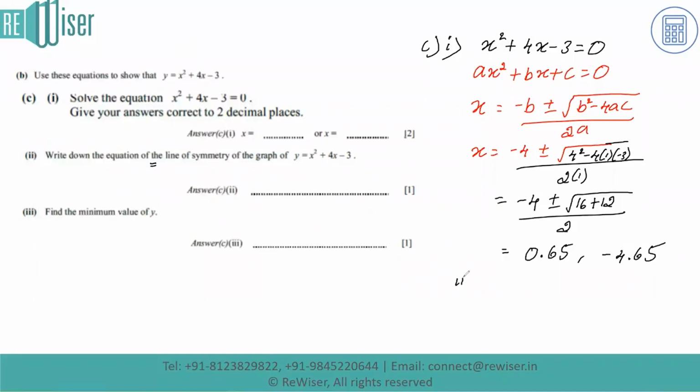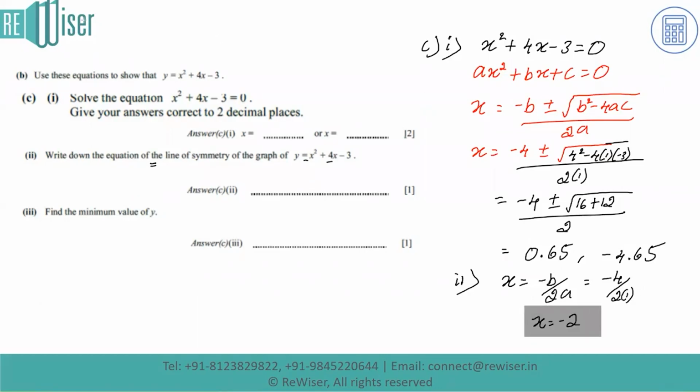And for part 2, we are asked to write down the equation of the line of symmetry of this graph y equals x squared plus 4x minus 3. Either we should know the direct equation, which is x equals minus b by 2a. This is one way of solving it. In place of b we have 4, and in place of a we have 1. So that's going to be minus 4 divided by 2 times 1, which is x equals minus 2. And this would be the equation of the line of symmetry.